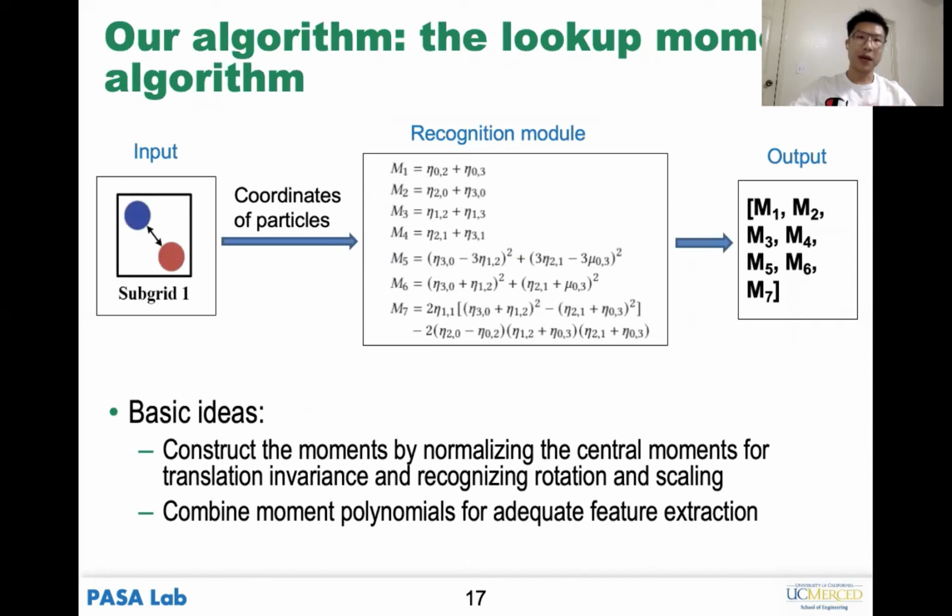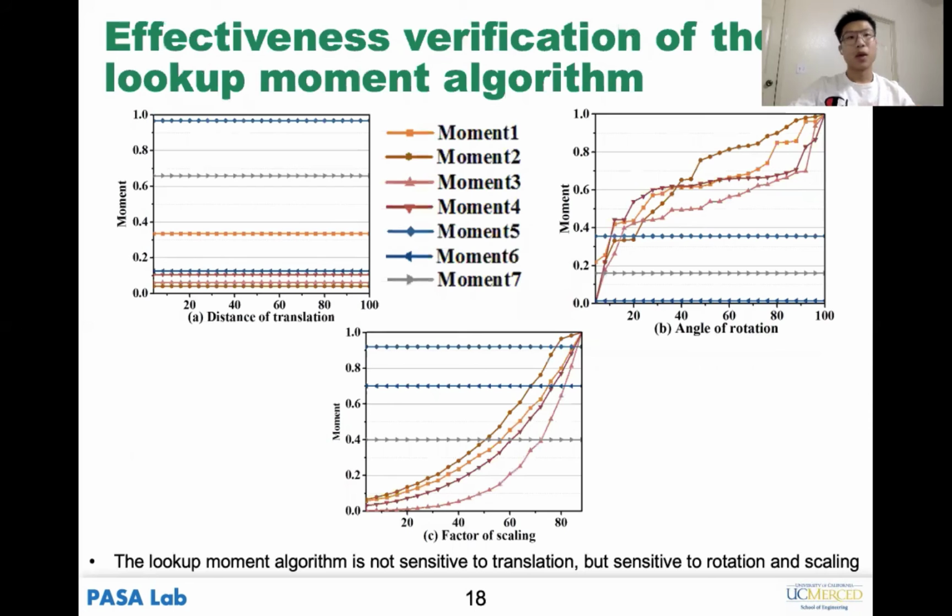So we propose a new algorithm, the lookup moment algorithm. The basic idea is to use the advantages of the two previous algorithms and combine them to build a new moment algorithm. Based on that, it can extract rich features and keep invariance for translation, but is sensitive to rotation and scaling. We evaluated the effectiveness of the proposed lookup table moments by collecting 400,000 subgrids from 9 MD simulations. And the result supports our design.